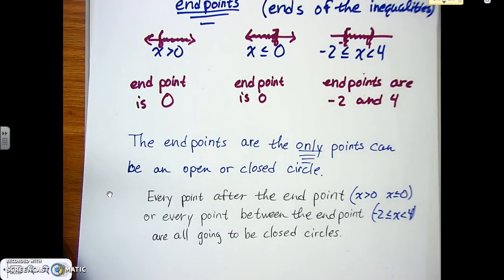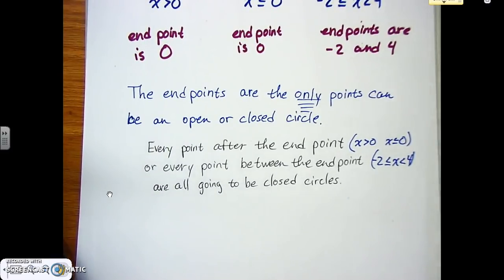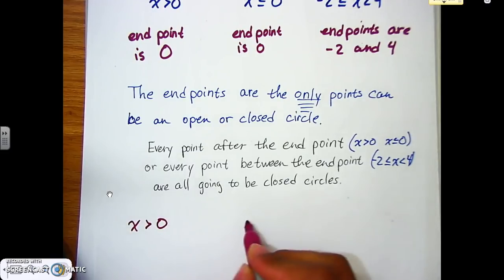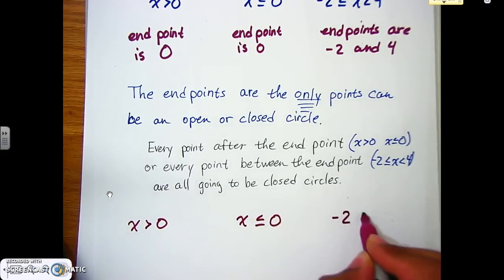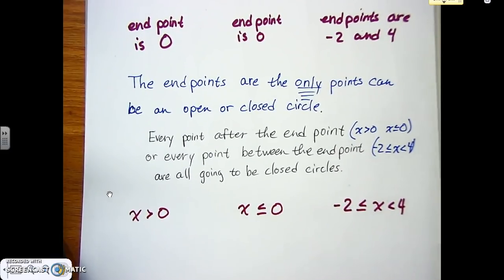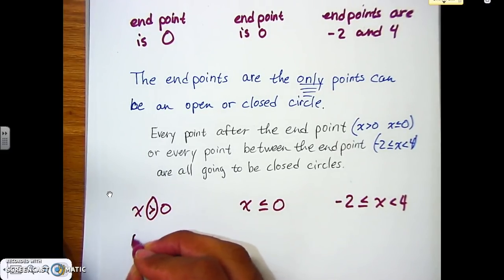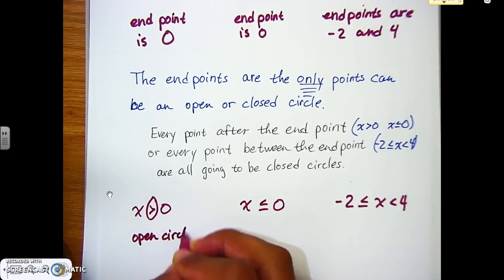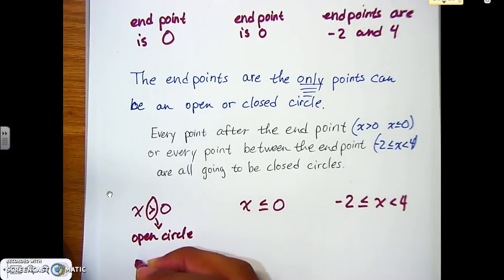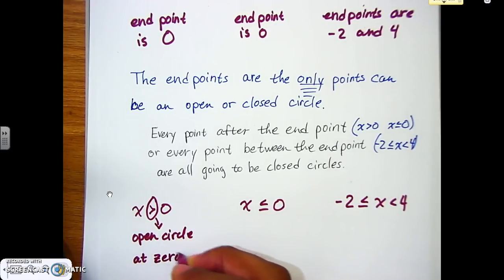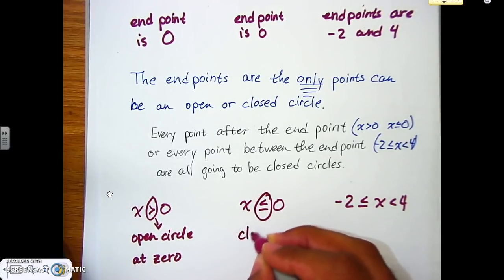So the only thing we have to do is figure out what the endpoints are, because everything else is going to be closed circles. The endpoints are the things we have to figure out whether they're open or closed, and it all depends on the inequality. Let's go back here again. I know, guys, this is a lot of information, but we're about to be done with it. This part here is just a less than sign, so that means an open circle at 0. And here, that means a closed circle at 0.